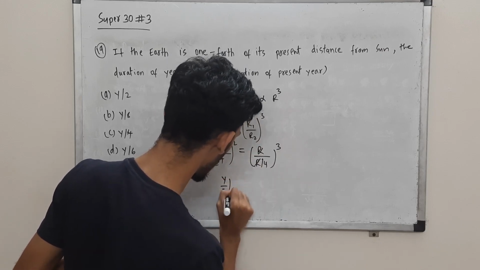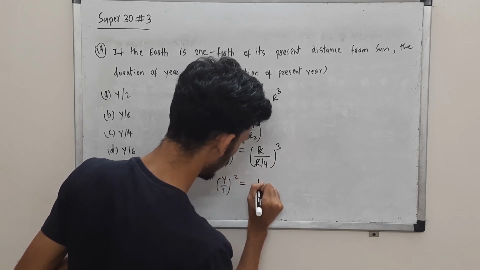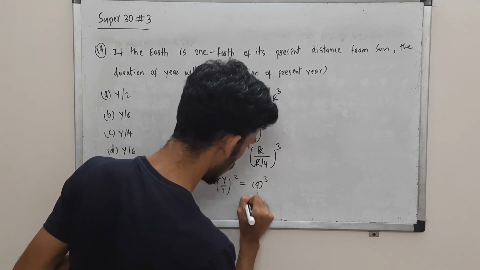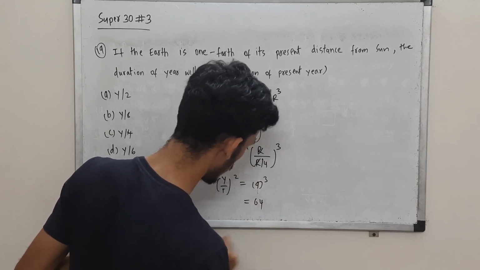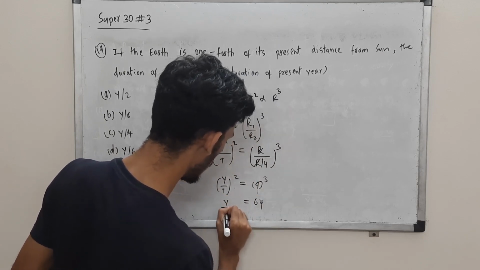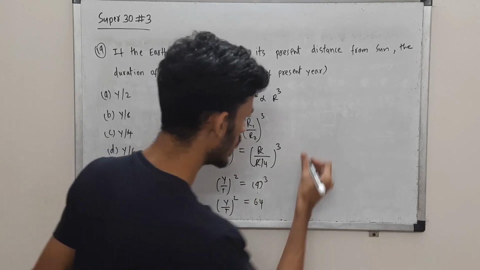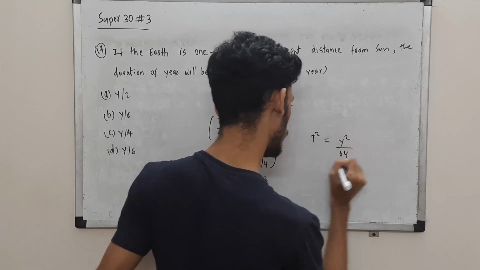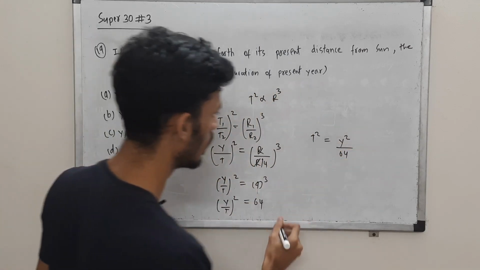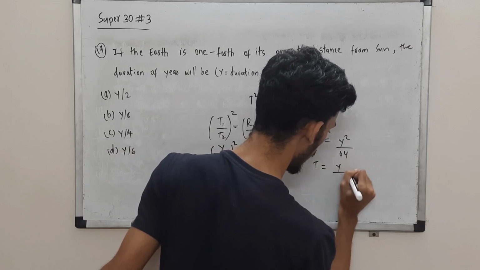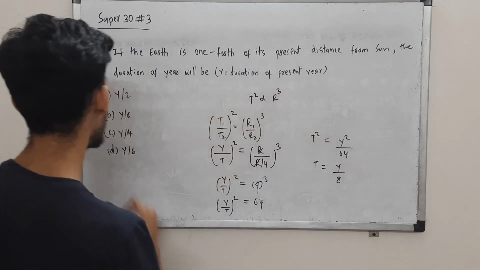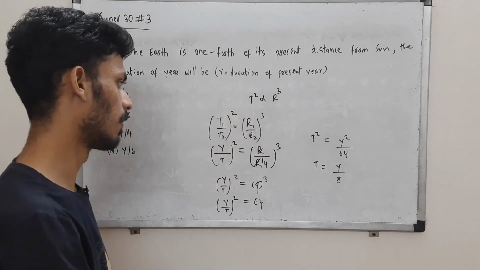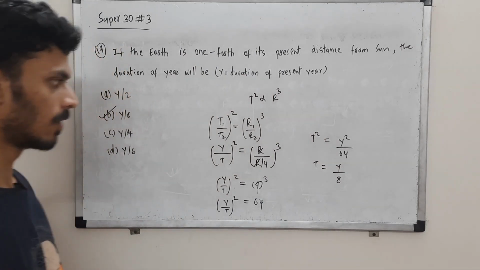Y by T square is 1, so that 4 will go in the numerator, right? 4 cube, that is 4 4s are 16, 16 4s are 64. So T square will be Y square by 64, so T will be Y by 8, right? 64 root is 8, so option B, the year will become 1/8 of the original year. Okay, so that is our answer. Over to the next one.